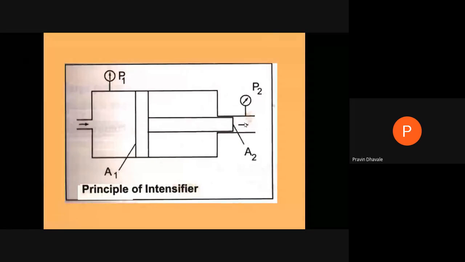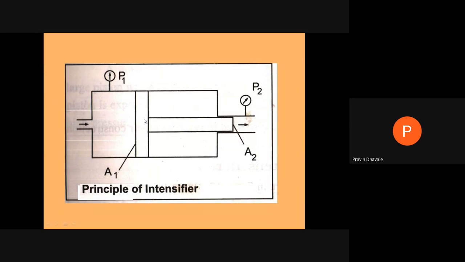As this piston moves toward the right, what happens? The area gets reduced, but the pressure gets increased. Amplification of the pressure takes place because of the reduction in area. So the pressure goes on increasing. This is the working principle of the intensifier. The pressure of the fluid on the right hand side goes on increasing.